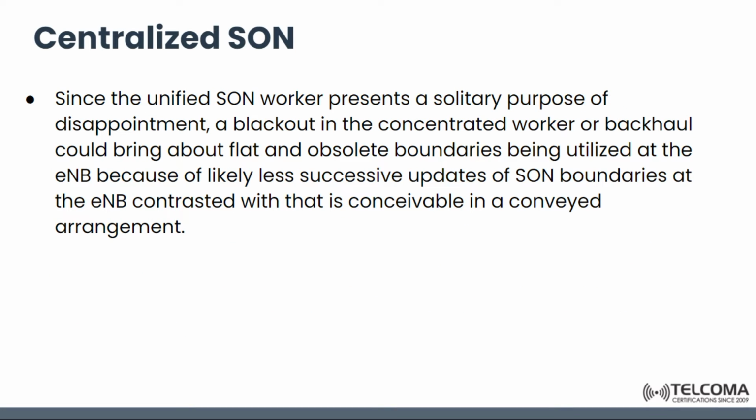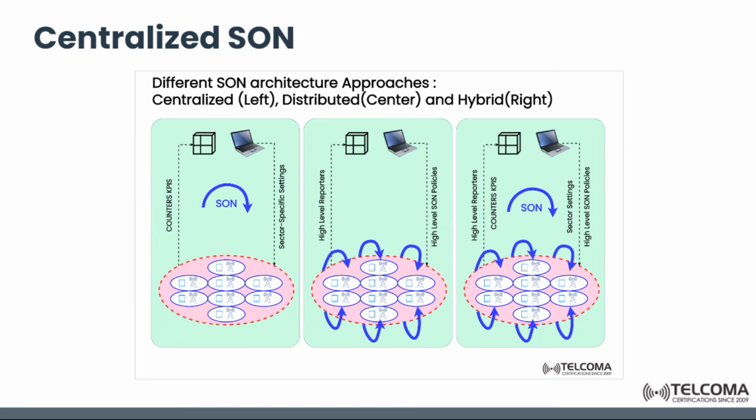Since the unified worker presents a solitary purpose of disappointment, a blackout in the concentrated worker or black hole could bring about flat and absolute boundaries which are being utilized at the eNode B. Because of likely less successive updates of SON boundaries at the eNode B, contrasted with that it is conceivable in a convenient way. We have different SON architecture approaches: centralized, then distributed and hybrid.